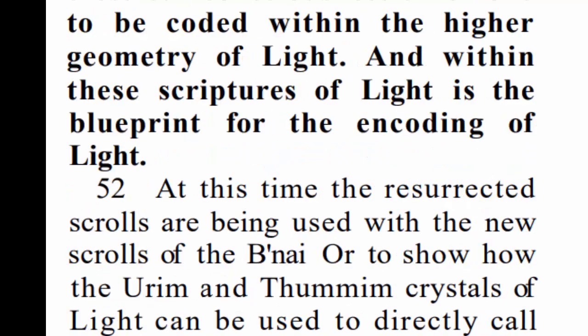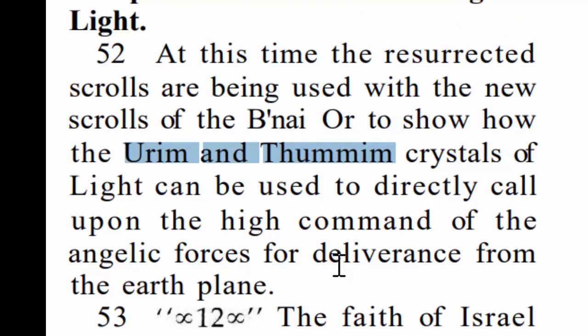He's going to talk about the Benai Or here now. Key 117:52 says, at this time, the resurrected scrolls are being used with the new scrolls of the Benai Or to show how the Urim and Thummim crystals of light can be used to directly call upon the high commands of the angelic forces for deliverance from the earth plane. So it definitely is symbolic, because he's talking about the third testament here, where he says the new scrolls of the Benai Or. And then he's talking about how these are used to communicate, to call upon the high command of the angelic forces for the deliverance from the earth plane.